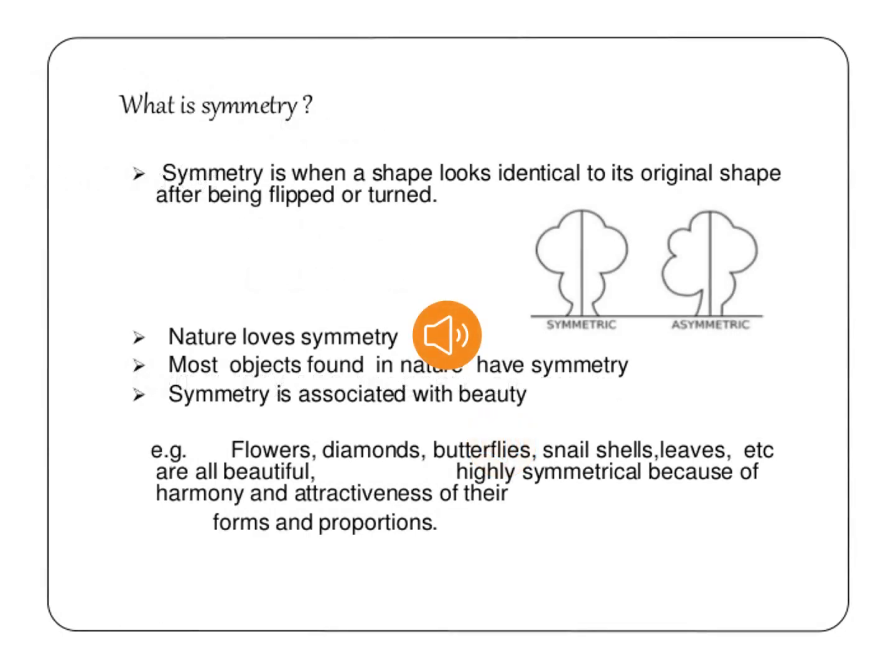What is symmetry? Symmetry is when a shape looks identical to its original shape after being flipped or turned. Then it is called symmetry. Symmetry is associated with beauty, and examples of symmetry are diamonds, flowers, butterflies, snails, shells, and leaves. These are all beautiful and have symmetry in nature.